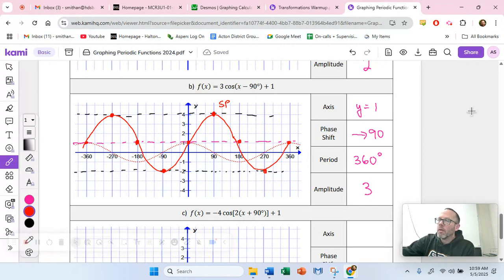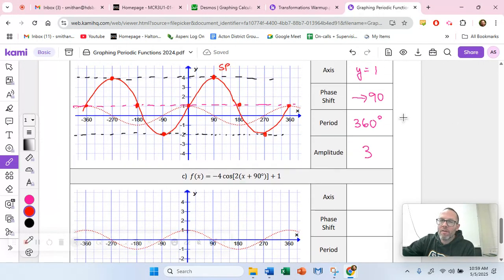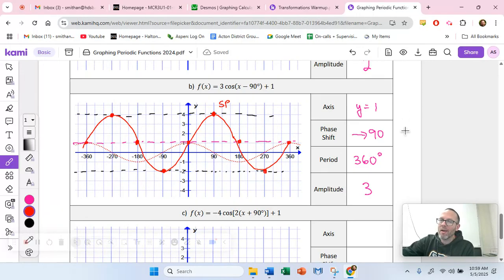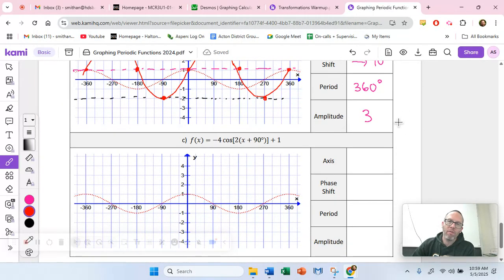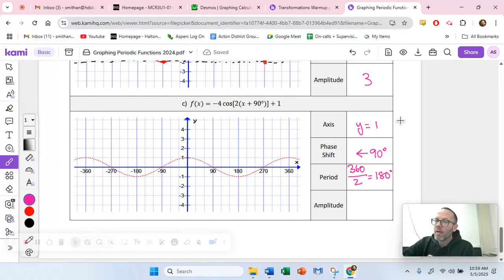Let's try one more. I think I'd like to wrap things up, so I'm going to do this one with you guys. We've got everything here, including a flip. This is the most complicated I could make graphing a function for you guys, but we can do it. Let's get our properties. Axis y equals 1. Shift left 90 degrees. Period has changed as well. It's squished from 360 to 360 divided by 2. Our amplitude is not negative 4. Our amplitude is 4, but the negative means we're flipped.